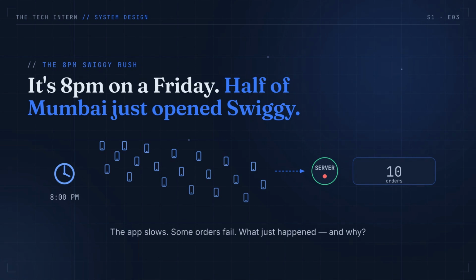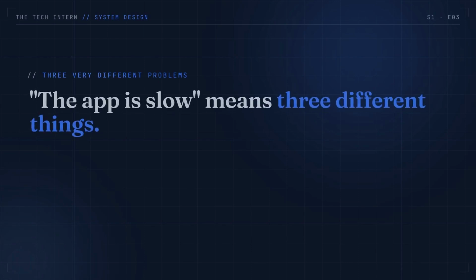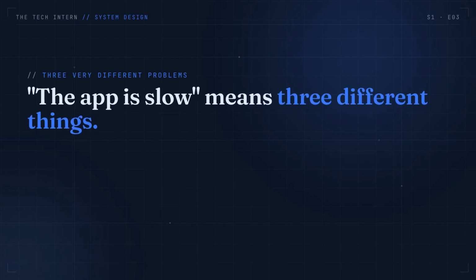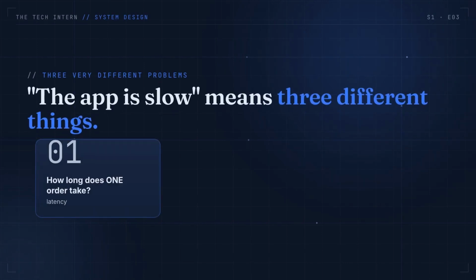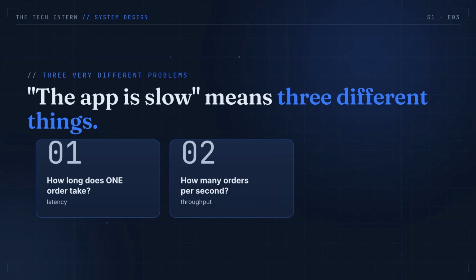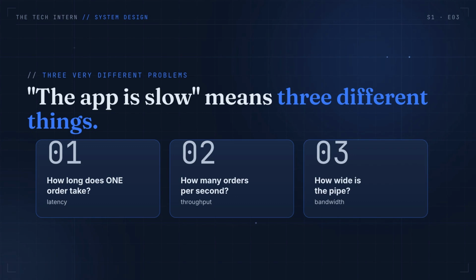But here's the thing, "it's slow" or "it's down" doesn't actually tell you what broke. Because slowness has three completely different causes, and you need to know which one you're dealing with. When an engineer says the system's struggling, they're really asking one of three questions. How long does a single order take, end to end? How many orders can we handle per second? And how much data can we actually move at once? Three different questions, three different problems, three different fixes. And mixing them up is how you spend a weekend firefighting the wrong thing.